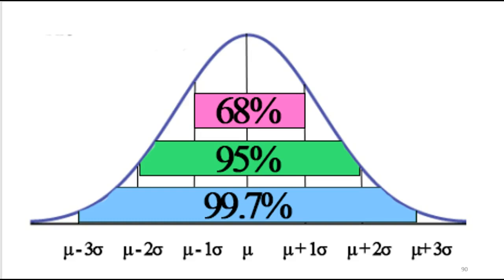What this is saying is if you have bell-shaped data and you know its mean and its standard deviation. So here we're using mu to denote the mean and sigma to denote the standard deviation. So notice if we are within one standard deviation on either side of the mean, that will capture 68% of this curve. If we go within two standard deviations of the mean, we'll capture 95%, and if we go within three, we'll capture 99.7.